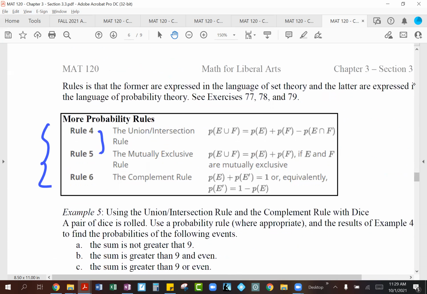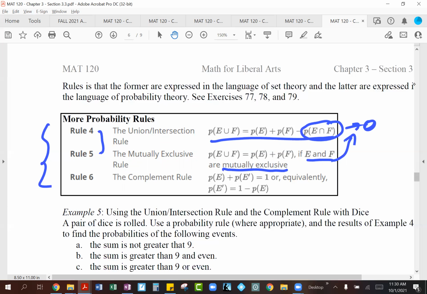Between rule 4 and 5, you should notice that they start out the same way. You're looking for the probability of E or F, which comes from this rule. The only difference with rule 5 is that if your events are mutually exclusive, then this probability here is going to be 0. That's why in rule 5 they just say add the probability of E with the probability of F, but we don't have to subtract E and F because we know that probability is 0. So remember, this only happens when your two sets are mutually exclusive.